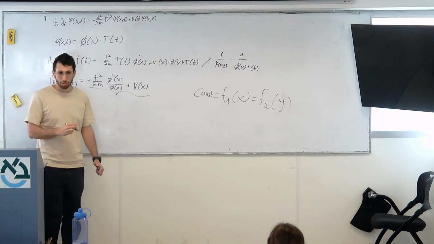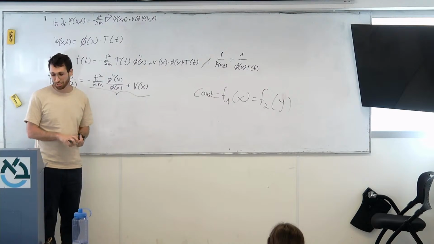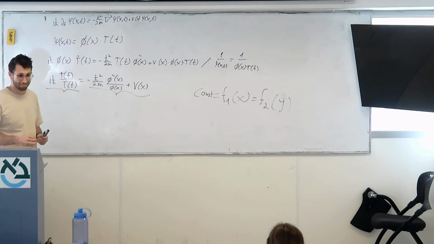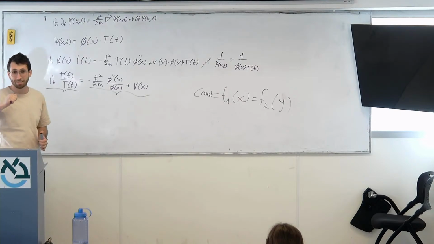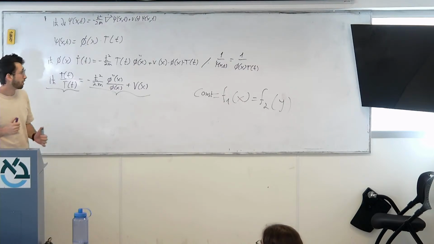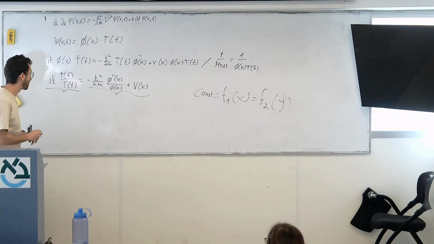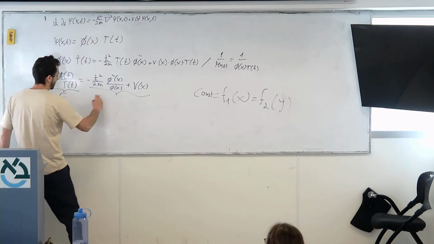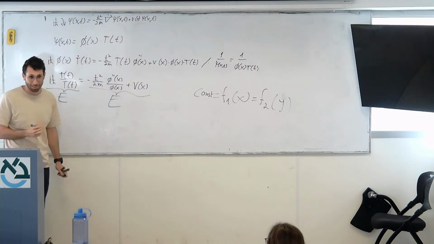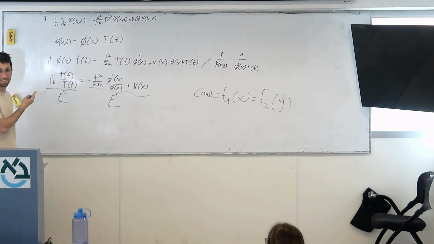How will we call this constant? Any suggestions? You can say Omega? Omega is a good name, A is a good name, but the actual great name is going to be E, because by coincidence, this is the energy.